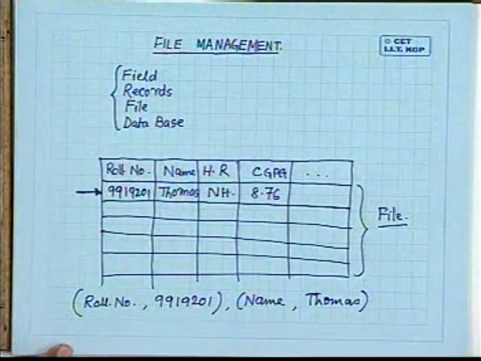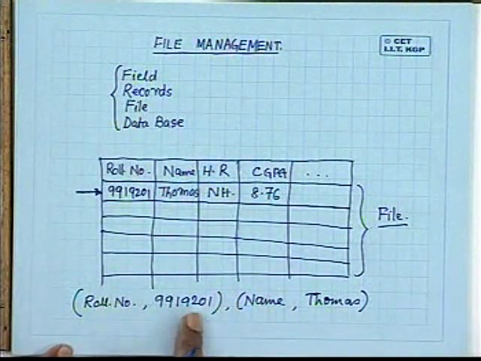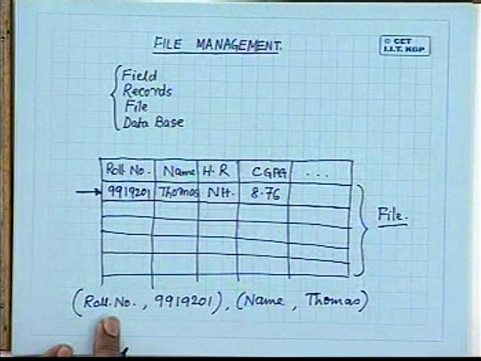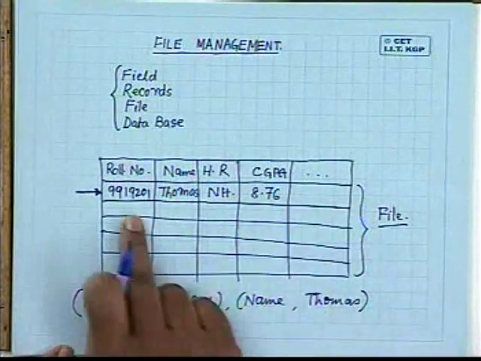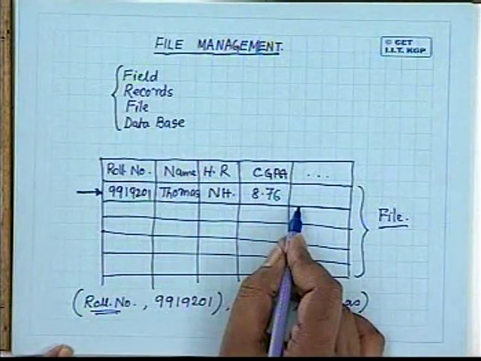So if the file is not of regular structure, then it is needed, because otherwise I don't know that this value is the value of which attribute or which field. But if I have a regular structure like this, in that case, I need not put the attribute names. I can simply store the attribute values in the sequence in which they will appear.